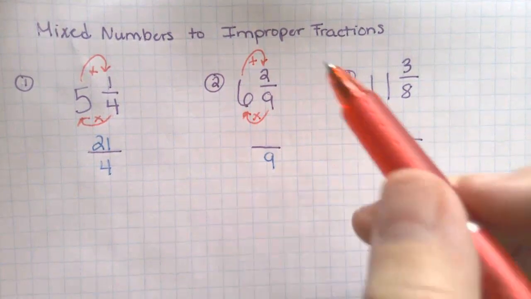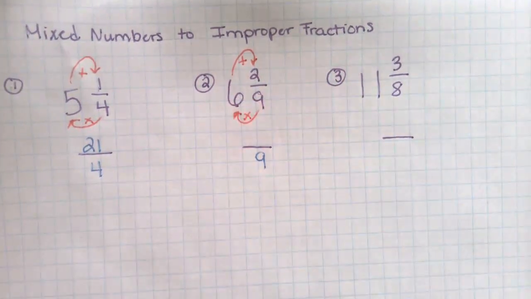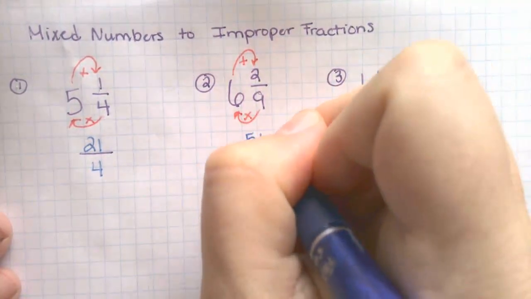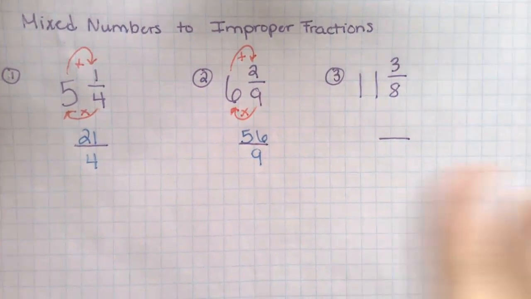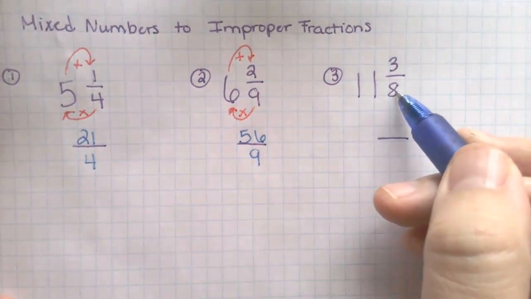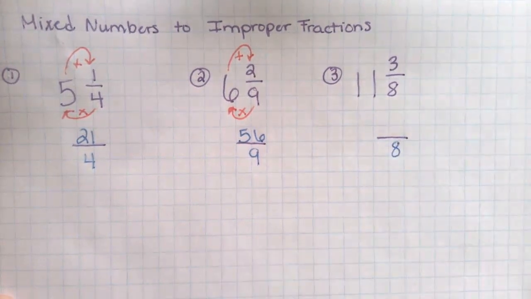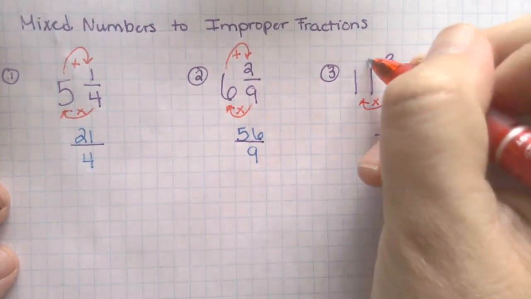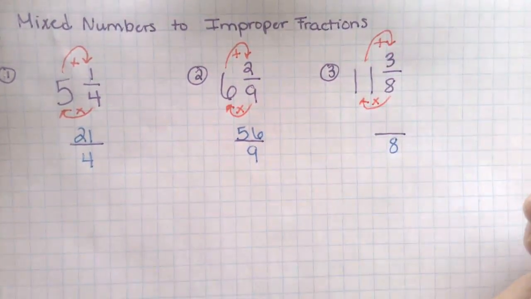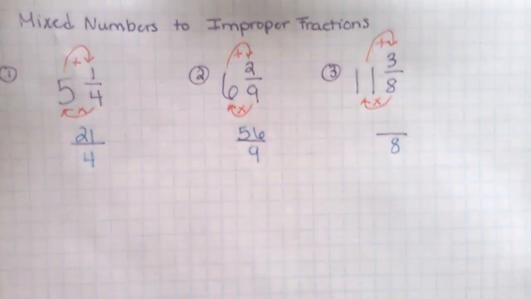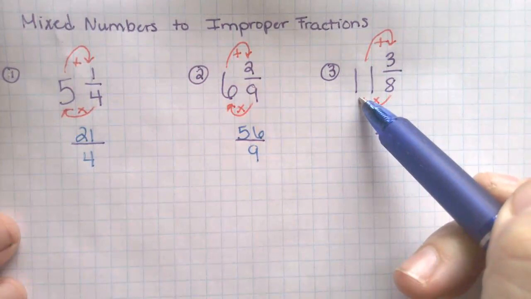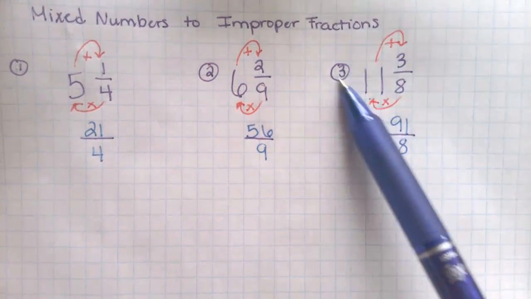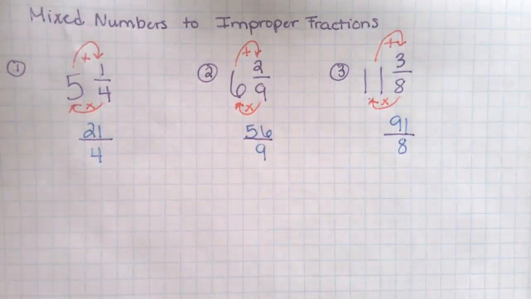Okay, so we have 9 times 6 is 54. 54 plus 2 more is 56. All right, let's do our very last one. Our 8 is not going to change, so we're going to keep the 8. Now we're going to multiply and add. All right. So we have 8 times 11, which is 88, plus 3 more, which is 91. So we just turned mixed numbers into improper fractions.